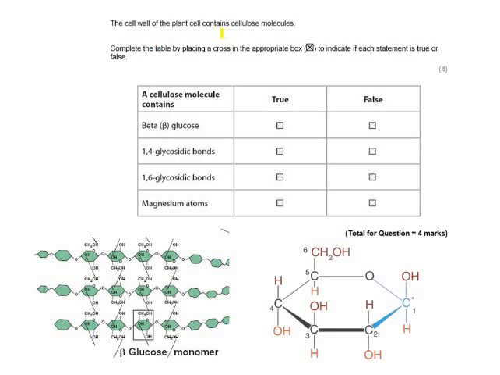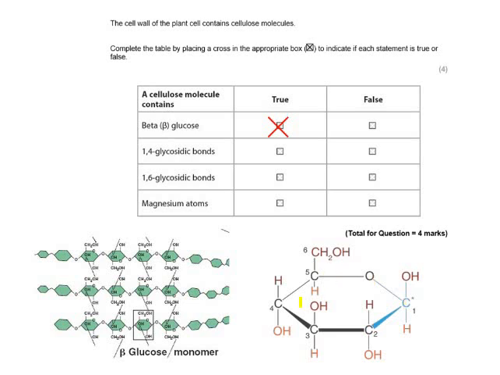Question number 2. The cell wall of a plant cell contains cellulose molecules. Complete the table by placing a cross in the appropriate box to indicate if each statement is true or false. Now, cellulose is made of beta-glucose. That's true. Starch and glycogen are made of alpha-glucose. It's got 1 to 4 glycosidic bonds.